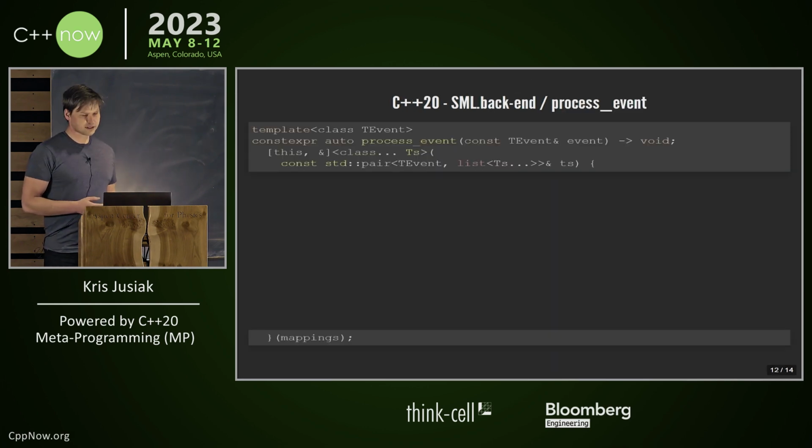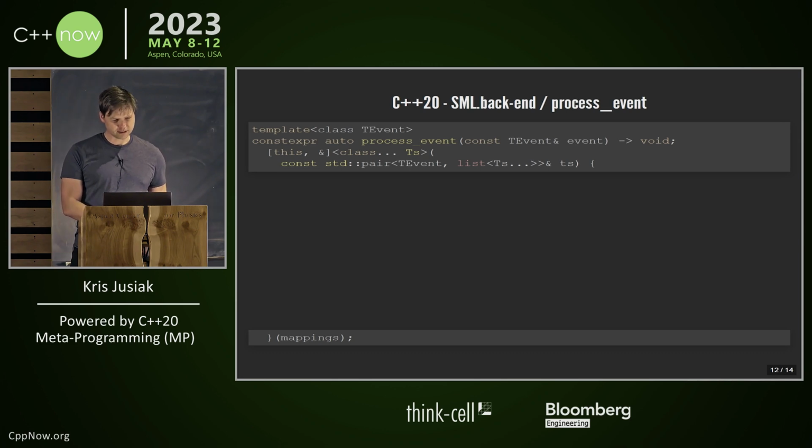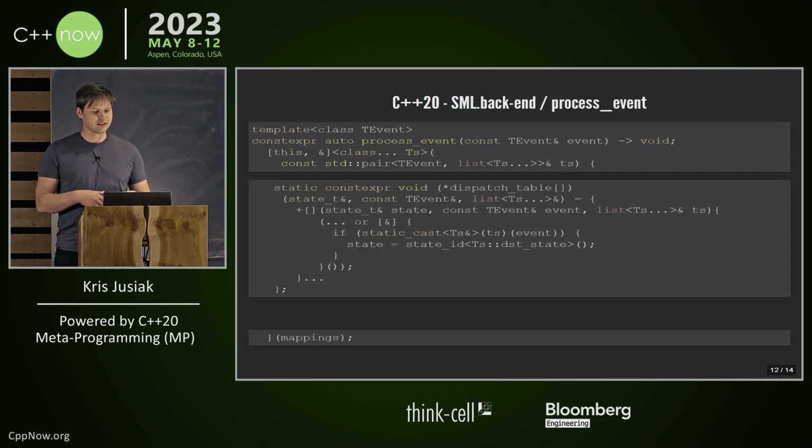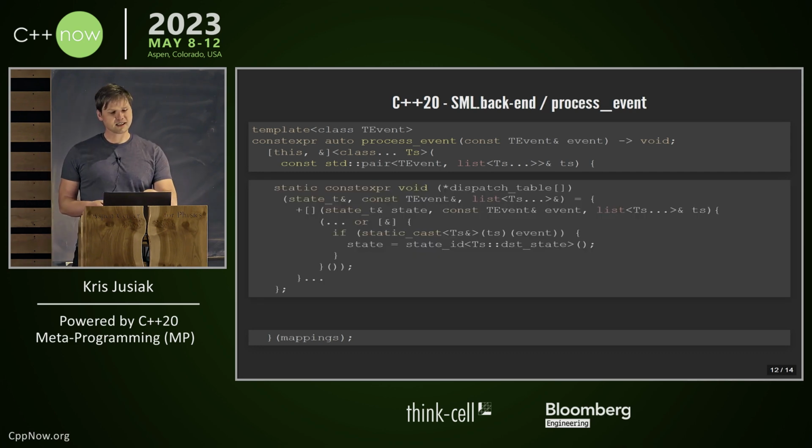So then the last thing is the process event. We get the mapping. And here we'll use the immediately invoked lambda expression to get the pair of the inherited event, matching the event which is passed to the process event. We get the list of transitions. I do a bit of magic. So in that case, we'll create a jump table out of all the transitions per state, because that'll be at runtime. And then we'll go through all of them, find the one for the given state, for the given event.